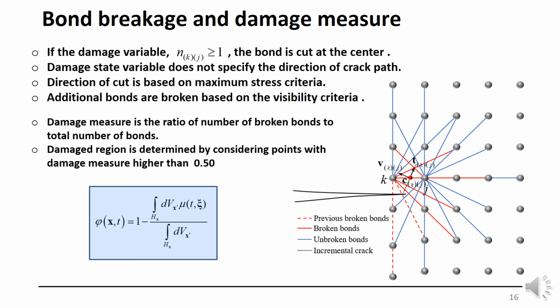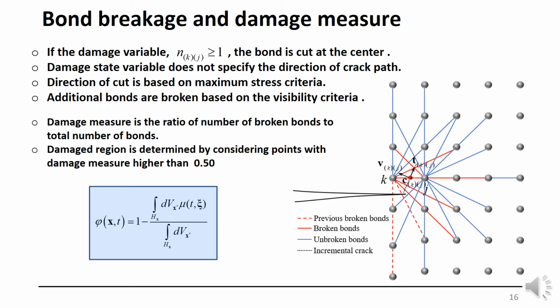So bond breakage is very straightforward. If the damage variable is larger than 1, we break the bond and we put a cut at the center. The damage state variable does not specify the direction of the crack path, so we use the maximum stress criteria along with visibility. Damage is defined as the ratio of broken bonds to the total number of bonds, and if the damage is about 0.5, then we say we have a crack surface there.